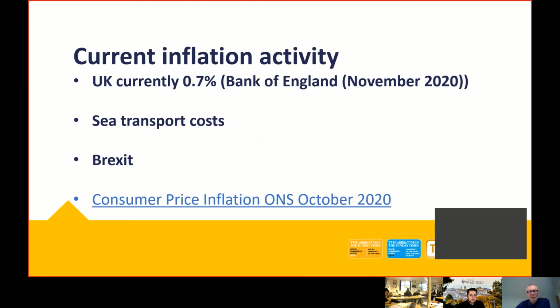Okay, so current inflation activity. I thought we'd look at what's currently happening. I know we've temporarily moved away from deflation. Just going to look at some current inflation aspects. So I mentioned earlier, inflation is currently at 0.7%, and that's up, I think, from the previous figures of September, October time, which were 0.5%. So that's a boost there, and we'll have a look what's contributed to that boost when we have a look at what's happening on the Office for National Statistics website. Sea transport costs. It's been in the news today about sea transport costs.